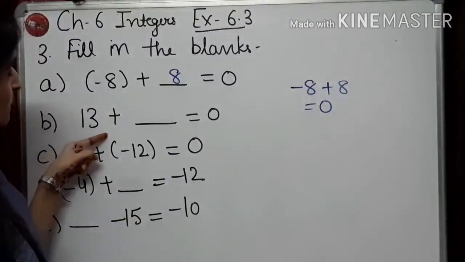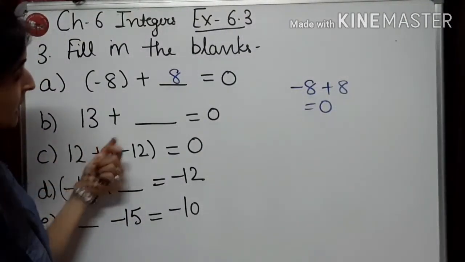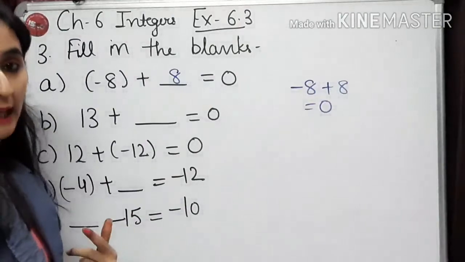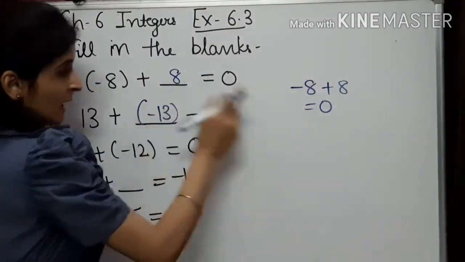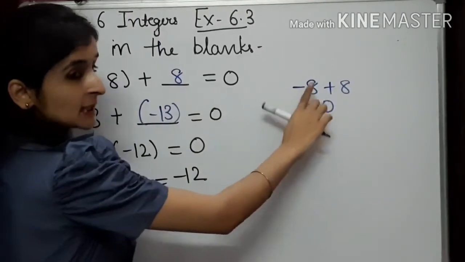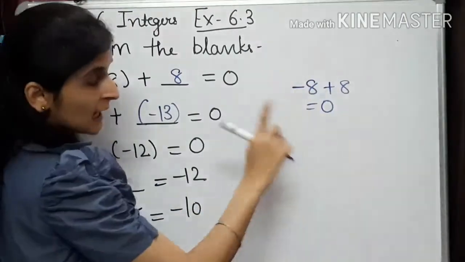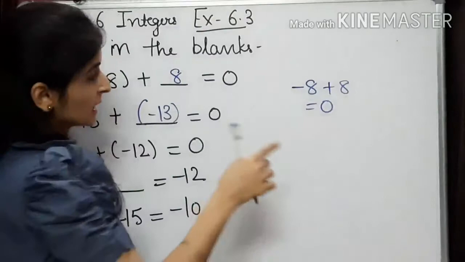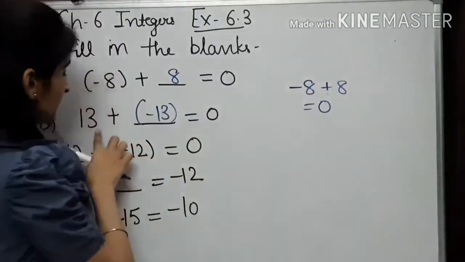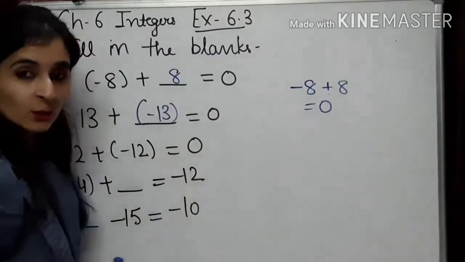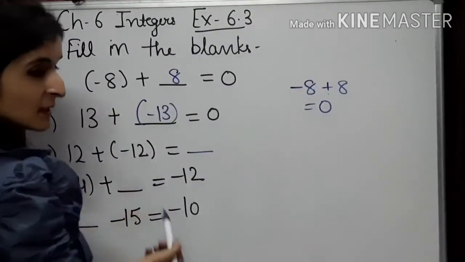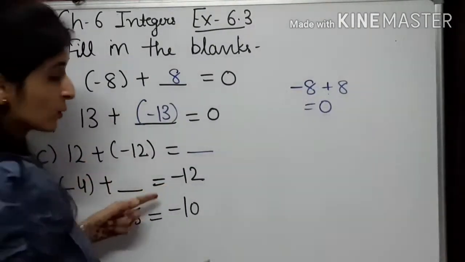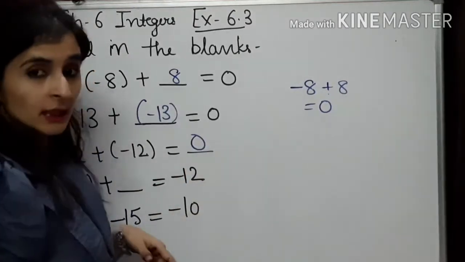Likewise 13 plus. What we will add in 13 to get 0? We will add minus 13. As I have told you, when we add positive integer and its negative also, then it becomes 0. So 13 plus minus 13 is equal to 0. C part is 12 plus minus 12. 12 plus minus 12 will be equal to 0.